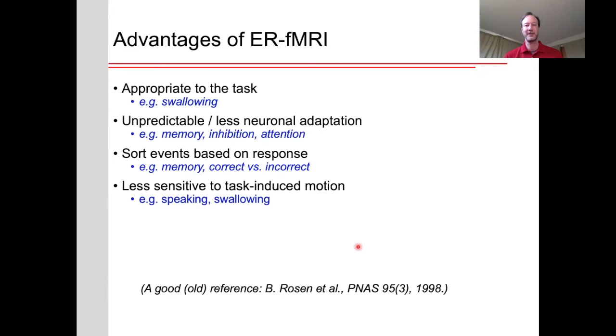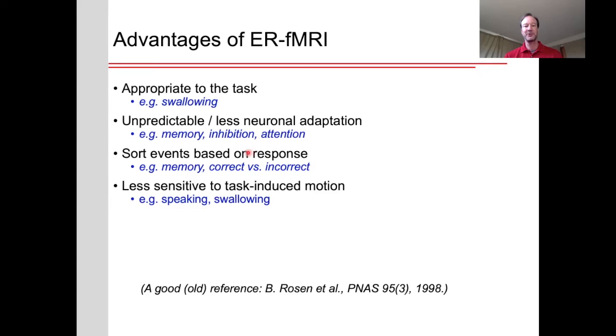These event-related fMRI designs have a number of advantages. One is that event-related designs might be more appropriate to the task. For example, if you're interested in studying swallowing, that is an individual event, not very easy to perform in a block. In addition, you can make the task more unpredictable, which allows for less neural adaptation. This is very advantageous if you're trying to understand, for example, memory or inhibition using a go, no-go task where the no-go event happens at some undetermined amount of time later. And for example, also to maintain the participants' attention levels.